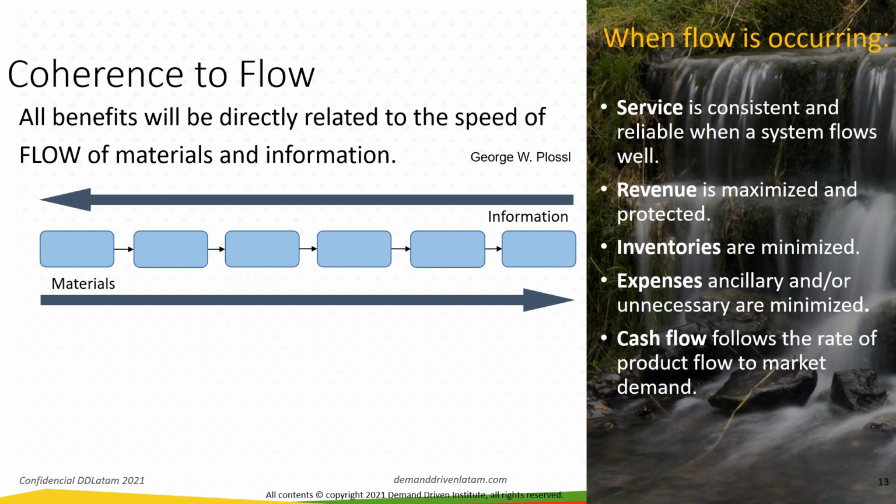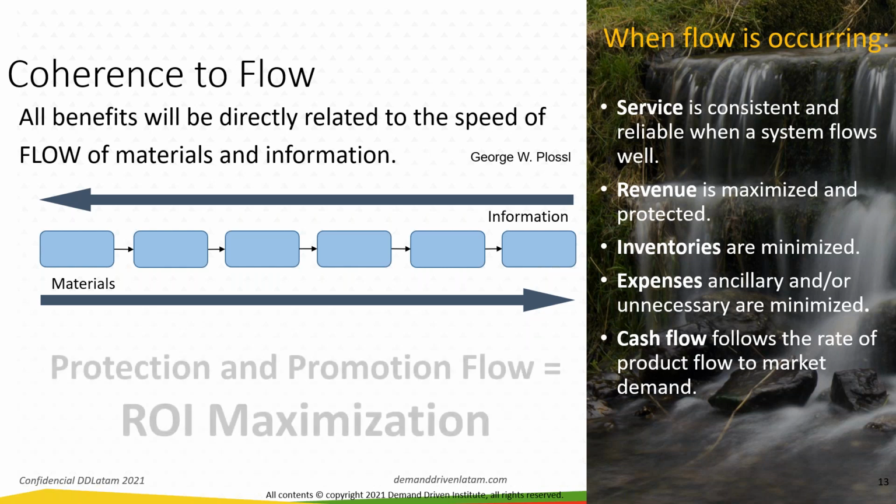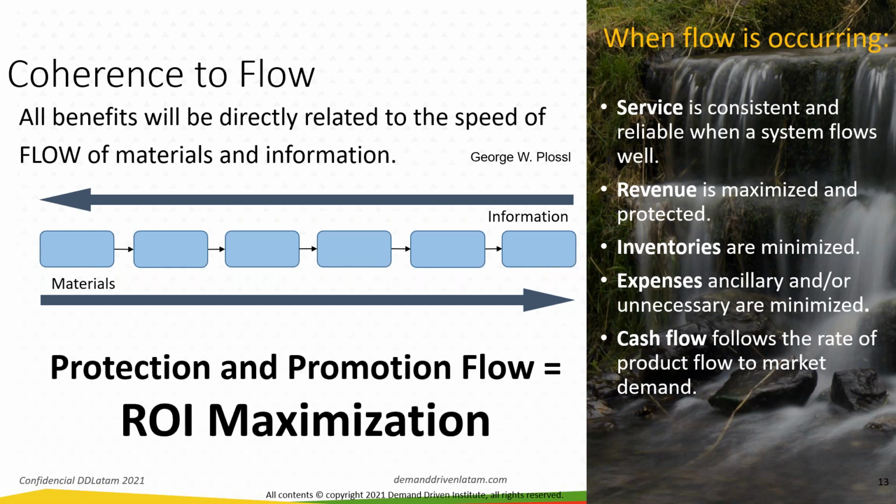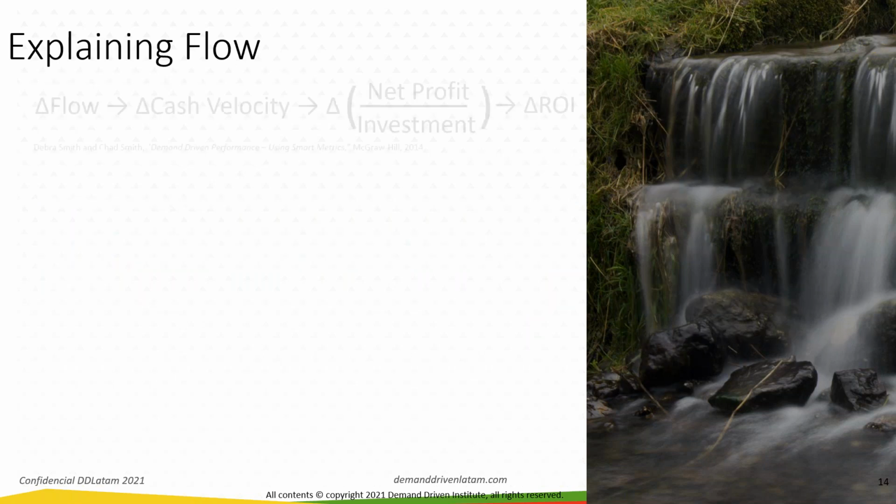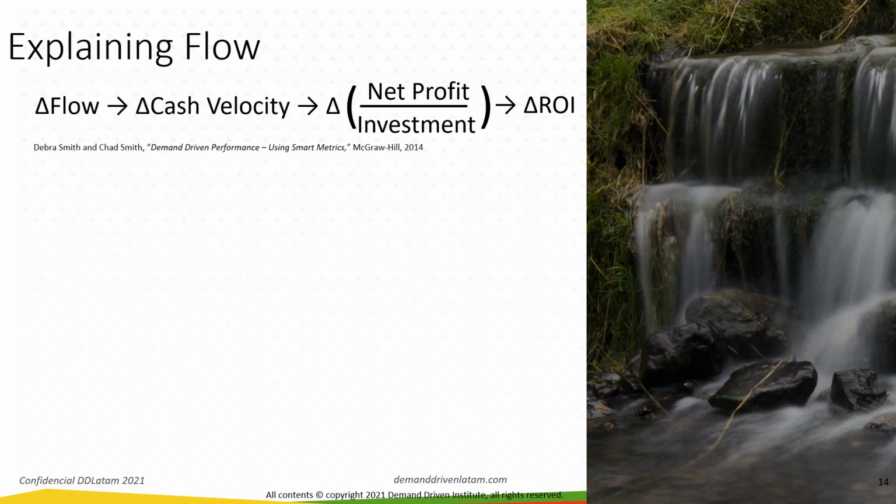And when we have good flow, we obviously get very good cash flow. Cash flow follows the rate of product flow to the market demand. So the overall strategic metric is all about ROI. If I protect and promote flow, I will maximize return on investment. Let's explain flow. Remember, I can only improve it if I measure it. As I improve flow, I improve cash velocity. As I improve cash velocity, I'm going to improve ROI.